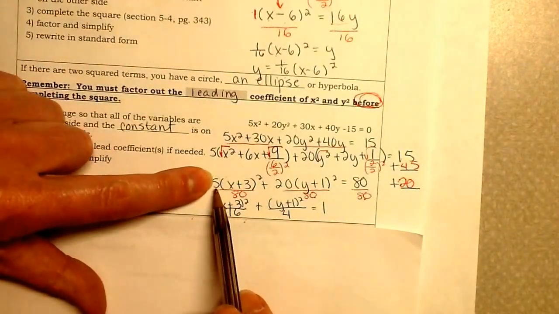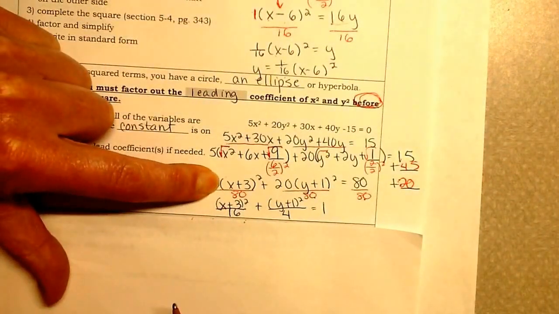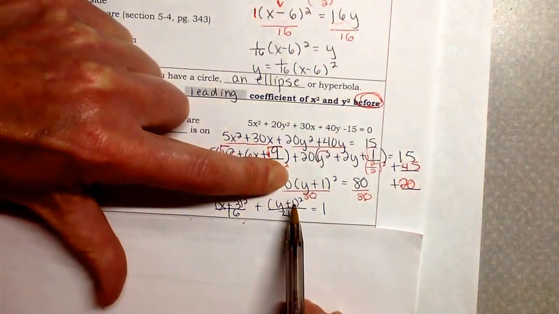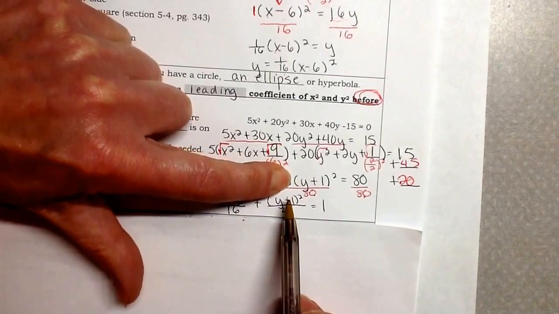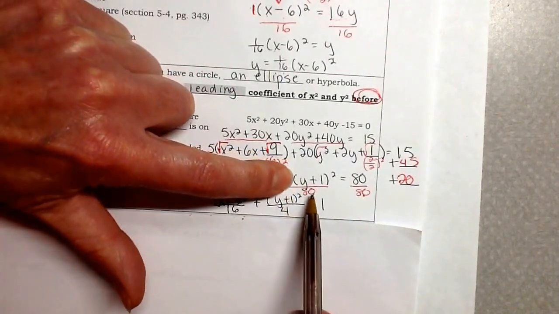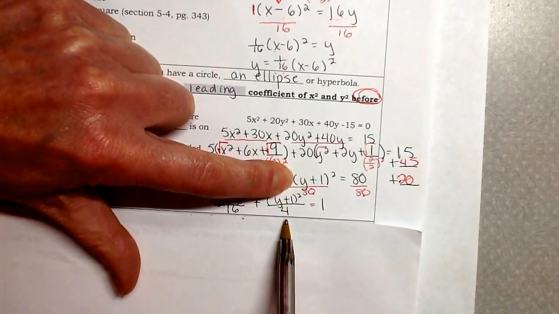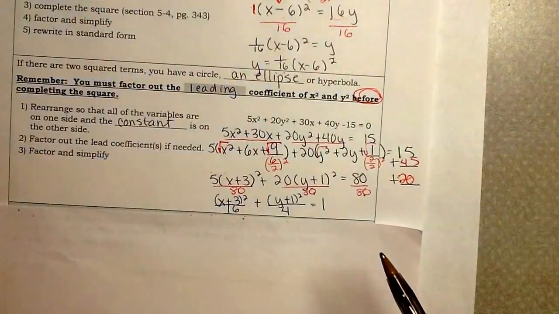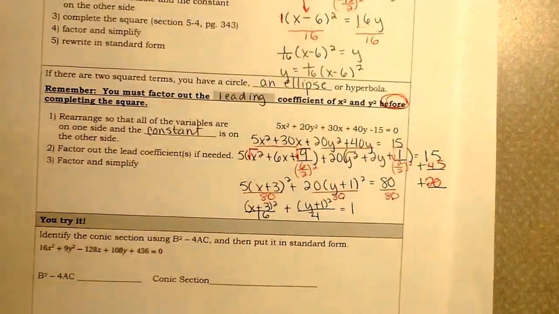So dividing this by 5, that goes away. It turns into a 1. Divide that by 5, you get 16. Divide this by 20. So you're not dividing by the denominator, you're dividing by the numerator. So dividing by 20, you get 1. Dividing by 20, you get 4. Now it looks like what you can use to graph an ellipse. Okay, you have a question to try underneath there.